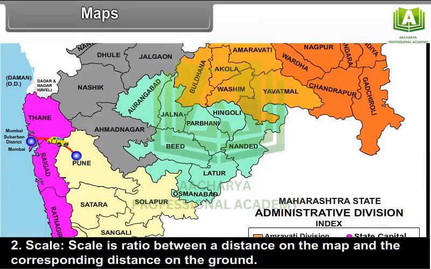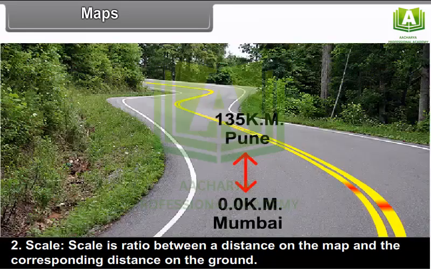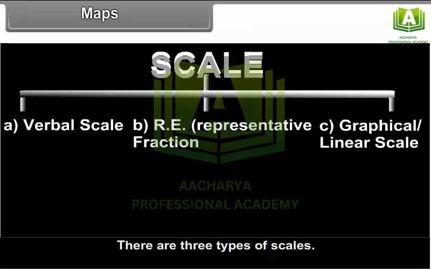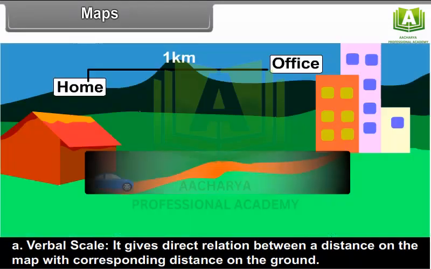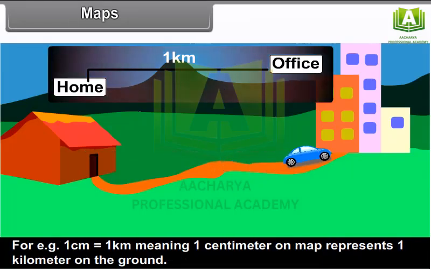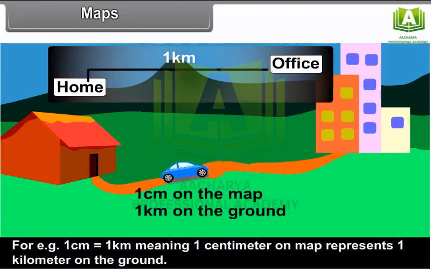Scale. Scale is a ratio between a distance on the map and the corresponding distance on the ground. There are 3 types of scales. A. Verbal scale. It gives a direct relation between a distance on the map and the corresponding distance on the ground. For example, 1 centimeter is equal to 1 kilometer, meaning 1 centimeter on the map represents 1 kilometer on the ground.